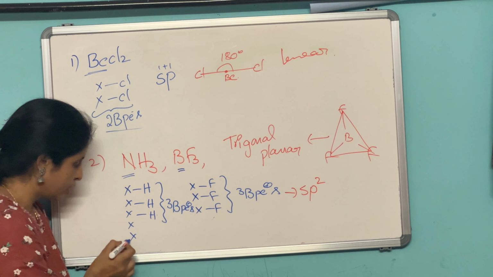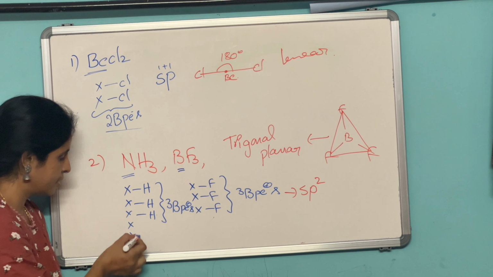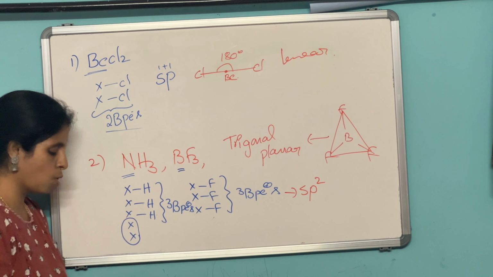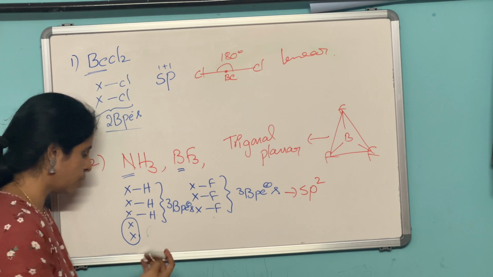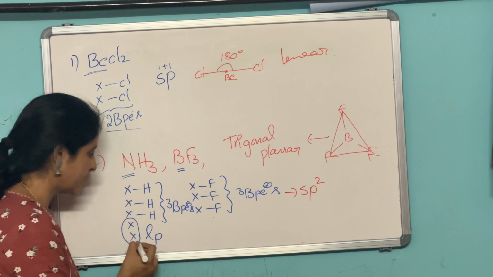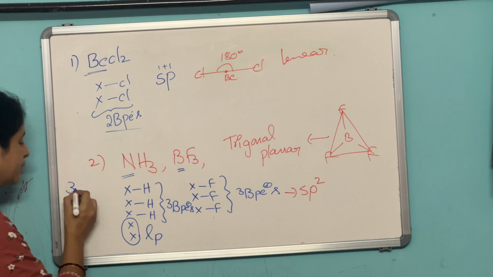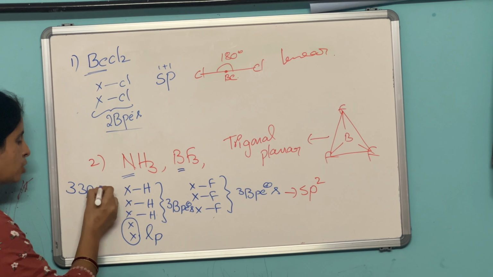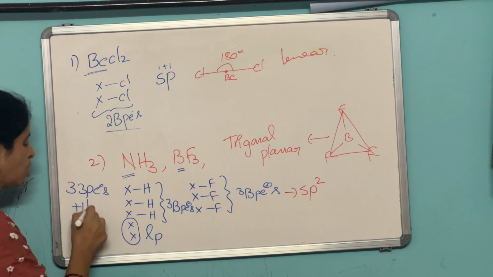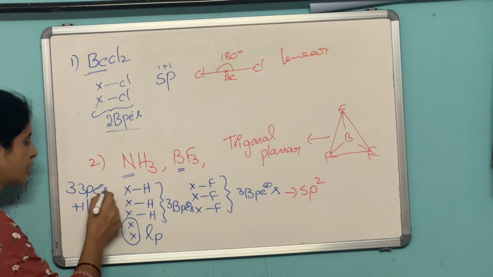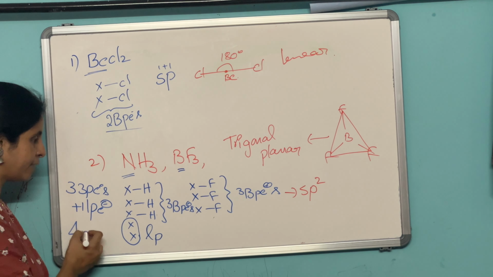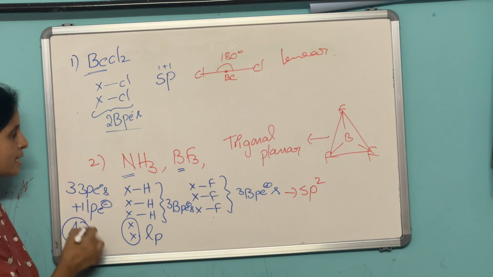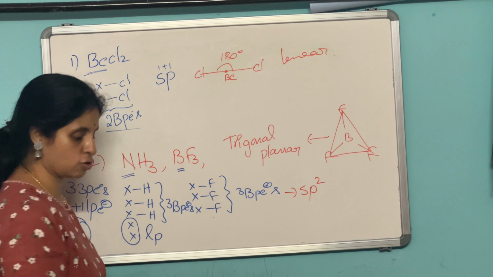And here you are left with 2 electrons. These exist as a lone pair. Now how many lone pairs of electrons? Here 3 bond pairs of electrons plus 1 lone pair of electrons, altogether 4. So if it is 4, what is the type of hybridization?